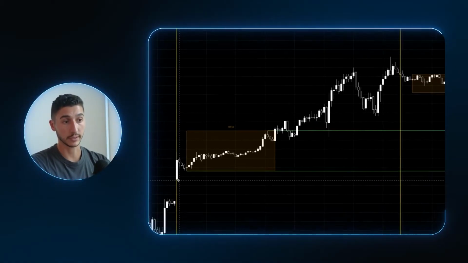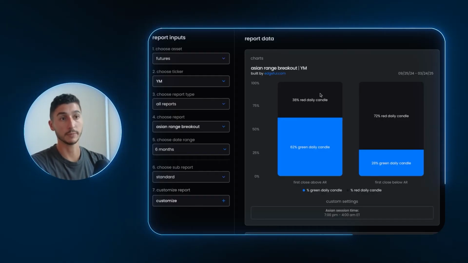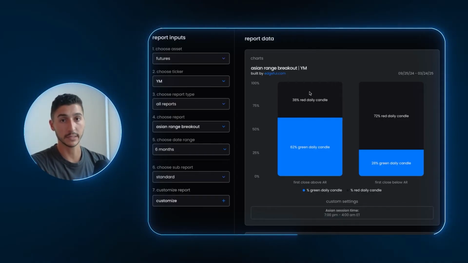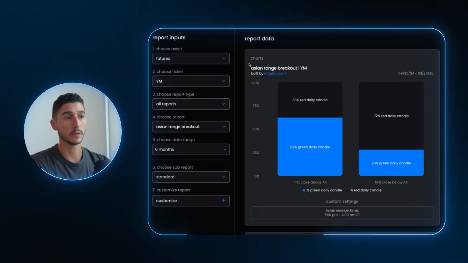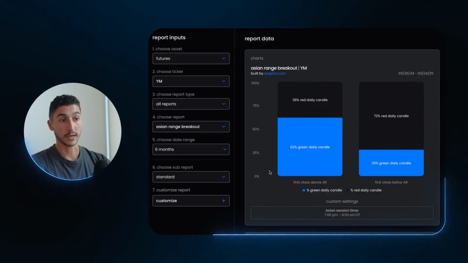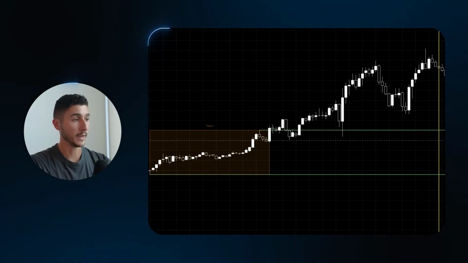So for futures, that's from 6 p.m. to 5 p.m. For crypto, that's from midnight to midnight. For Forex, that's from 5 p.m. to 5 p.m. And we don't have this report for stocks because stocks don't have an Asian session. So you can see now what we're doing here.